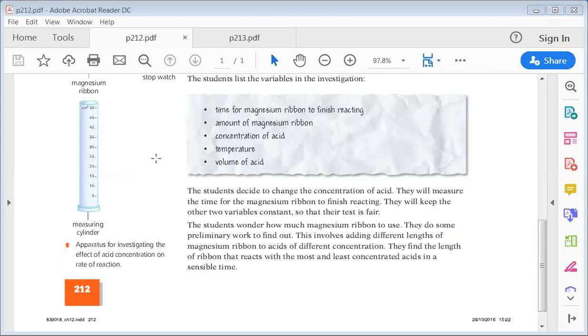So this preliminary work, as we said before, is a primary step to decide which length we want to use, which amount of acid, and which concentration, because we don't need to waste a lot of materials or use very large amounts. In this case, we can save our investigation, save the material, and save time for ourselves, okay?